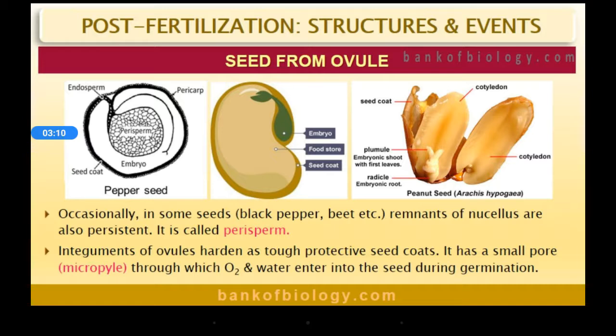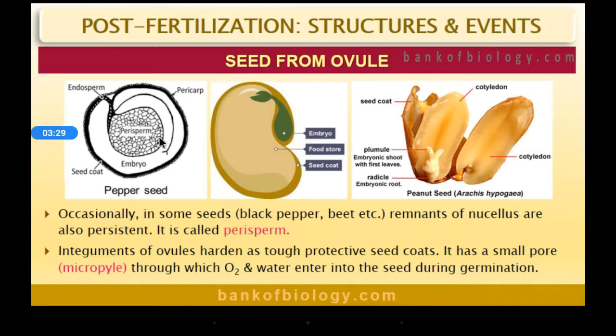The nucellus also stores food. So in some seeds like black pepper, the remnants of nucellus are also present, and it is called perisperm. It is called perisperm. Here you can see.